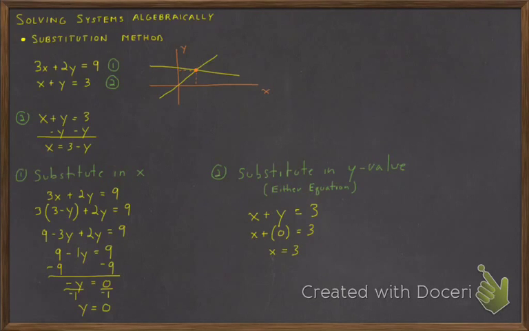Therefore, the system's answer is (3, 0). And we can box that answer in. That is our solution. So we know that those two lines cross at the x of 3 and the y of 0.